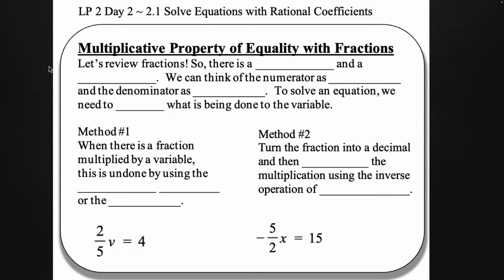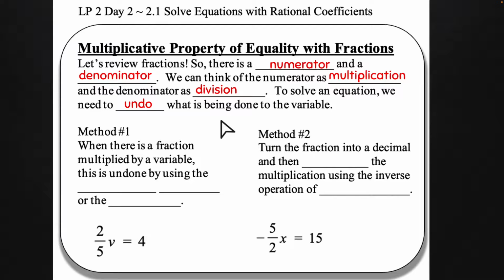So there is a numerator and a denominator. We can think of the numerator as multiplication and the denominator as division. To solve an equation, we need to undo what is being done to the variable. So that was a very quick review.